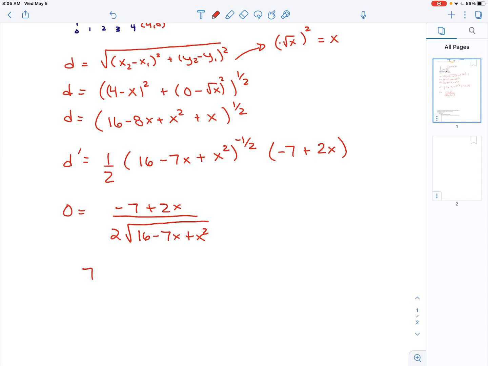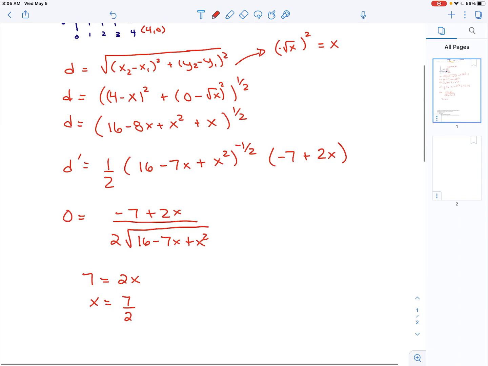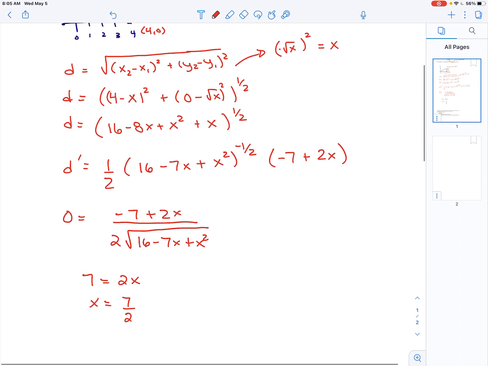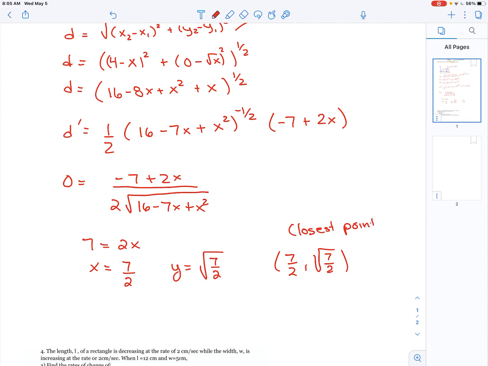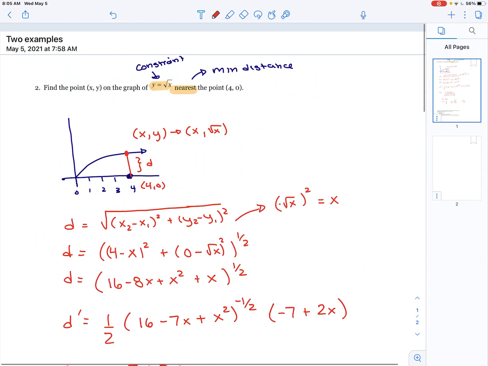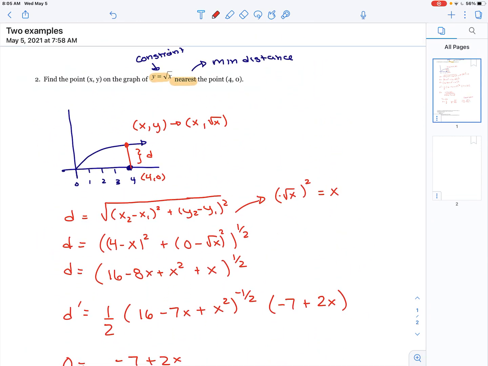So where 7, so x is 7 over 2, and then that makes the y value the square root of 7 over 2. So the closest point would be 7 over 2 and root 7 over 2. And then I'm just going to make sure I answered the question. Find the point. Yeah, good. So I did find the point.